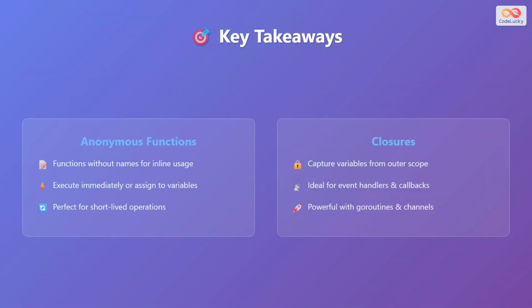Here are the key takeaways from this video. Anonymous functions are functions without names, suitable for inline use, and can be executed immediately or assigned to variables. They are perfect for short-lived operations. Closures capture variables from their outer scope and are ideal for event handlers and callbacks. They are also powerful when used with Goroutines and channels.